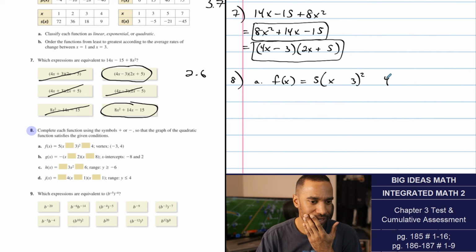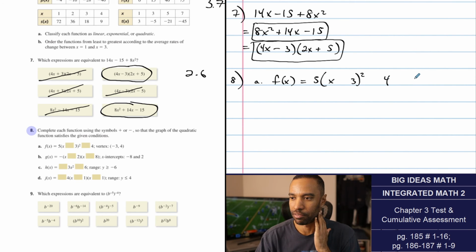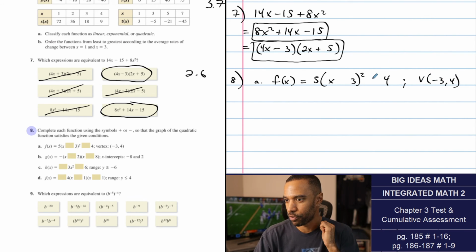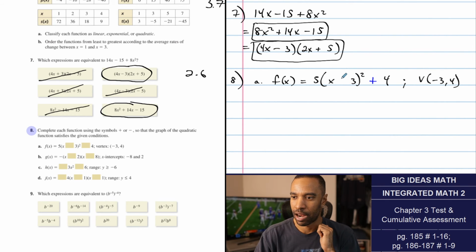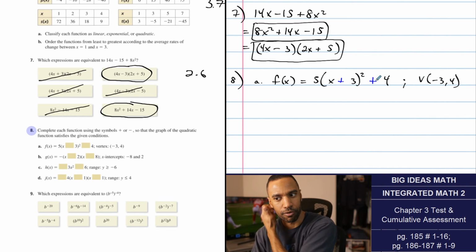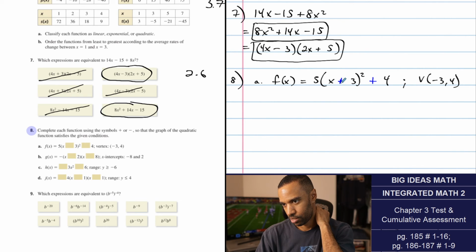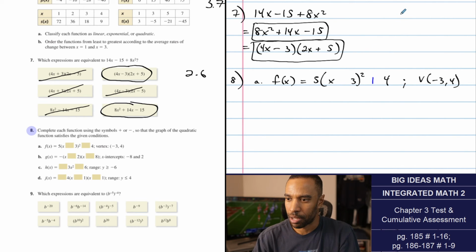Okay, so I need blanks here. Oh, for the vertex be negative 3, negative. Okay. So vertex, I thought there was going to be a lot more work on this. Negative 3, 4. Okay. So for negative 3, 4, I want a plus there, and I want a plus here. The negative 3 for that, and the 4 for that. Yes, yes, yes. I want to use a different color. That might not show up blue enough for you. Plus and plus. All right, part B.